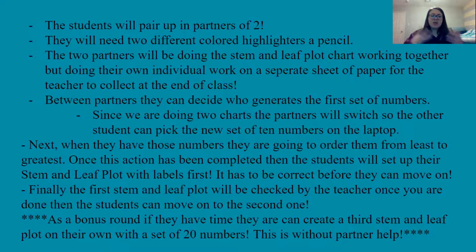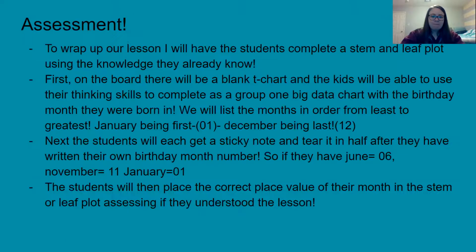Then there is going to be a bonus round, if they have the time, where they can create a third stem and leaf plot on their own with their own set of numbers. It's going to be 20 numbers this time. So this is without partner help. Once both students are done, they will be able to get their own numbers and then separate, or just in general, do it in their own workspace, but on their own. They don't need each other's help, just to see if they could.